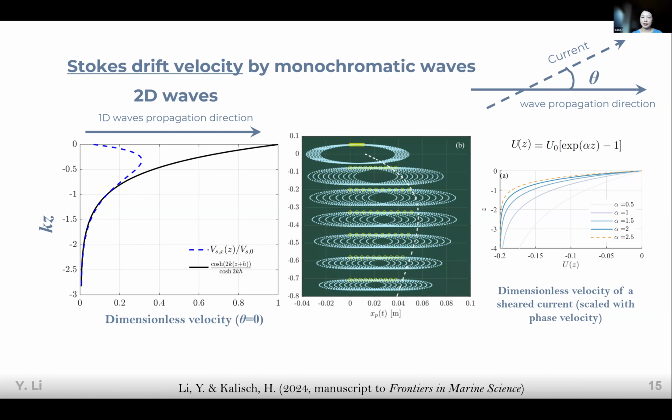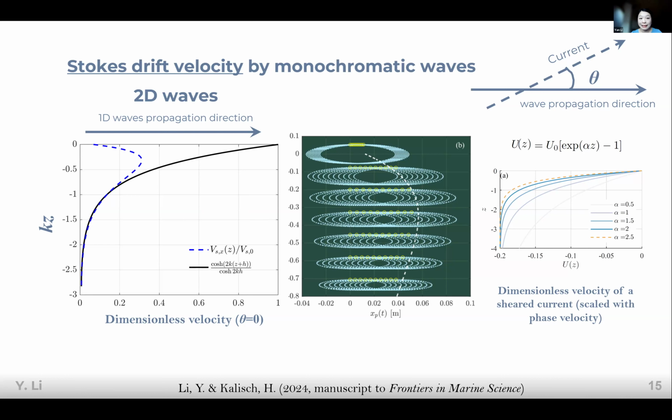So 2D means that the current is either following or opposing the wave propagation, and we focus only on 2-dimensional waves. Here we plot the monochromatic waves induced Stokes drift, varying with the water depth, especially the panel on the left, which shows the Stokes drift velocity. And the panel in the middle shows the particle trajectories computed from analytical solutions.